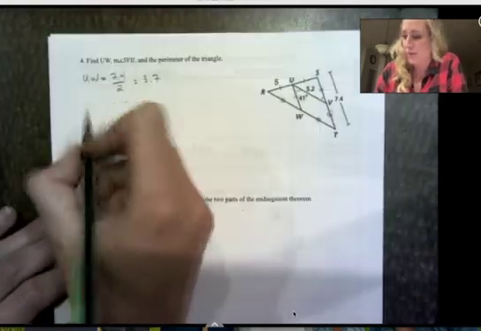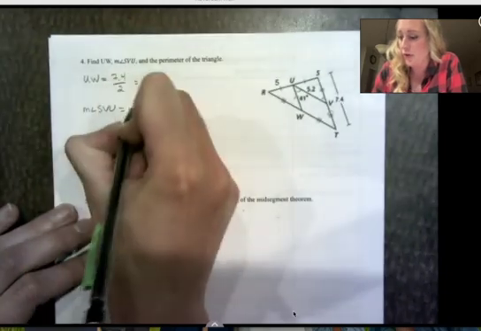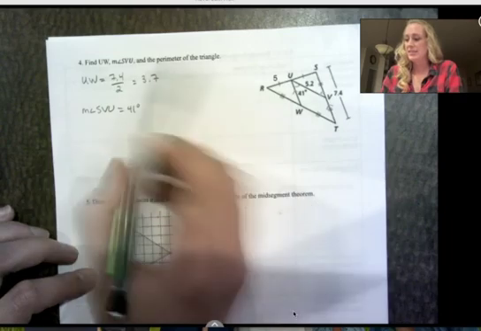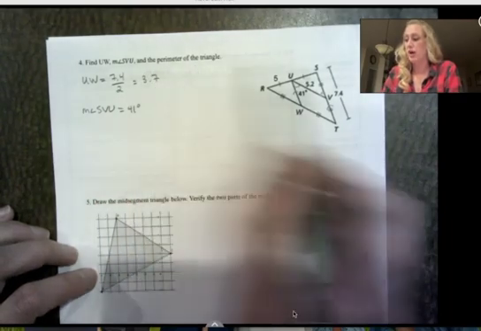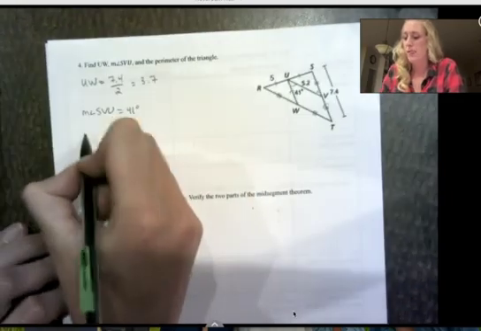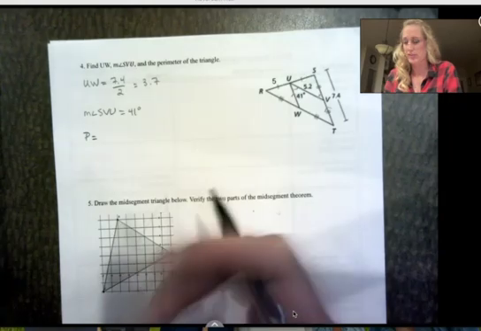So the measure of angle SVU is 41 degrees. Okay? All right, lastly, it says find the perimeter of the triangle. So we want to find the perimeter of RST. So perimeter is all three sides added together. So I need to figure out what all the sides are.